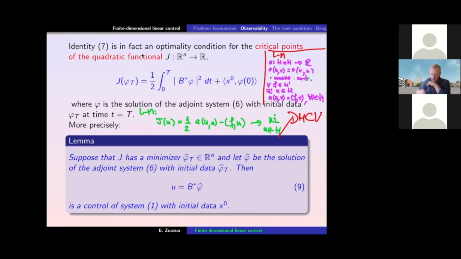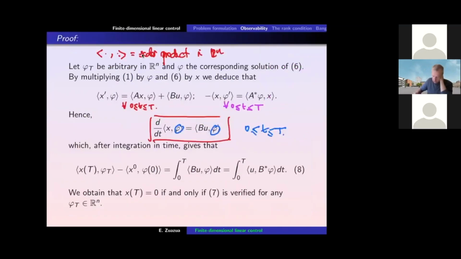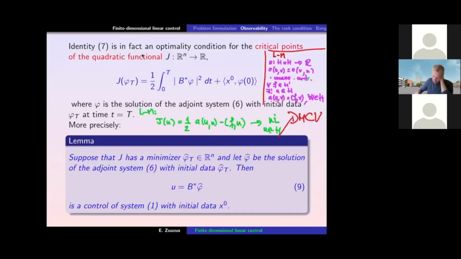Good. So then when you think about all this, you say, well, my goal was to solve this equation, sorry.